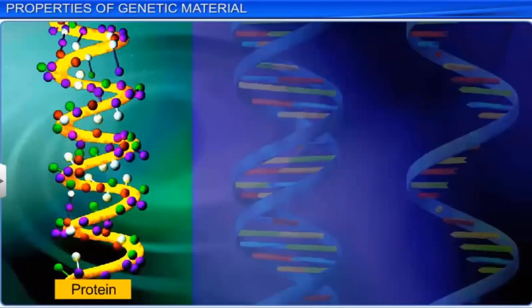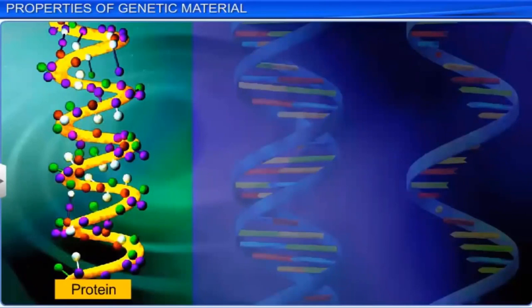Okay, then the third thing is that the genetic material must be able to replicate itself. Replication means making its own copy. And the last characteristic feature to be called a genetic material is to be able to express itself in Mendelian characters. Mendelian characters means all those theories that you have learned. Basically, genes are expressed in all those theories that you have learned. That comes under Mendelian characters.